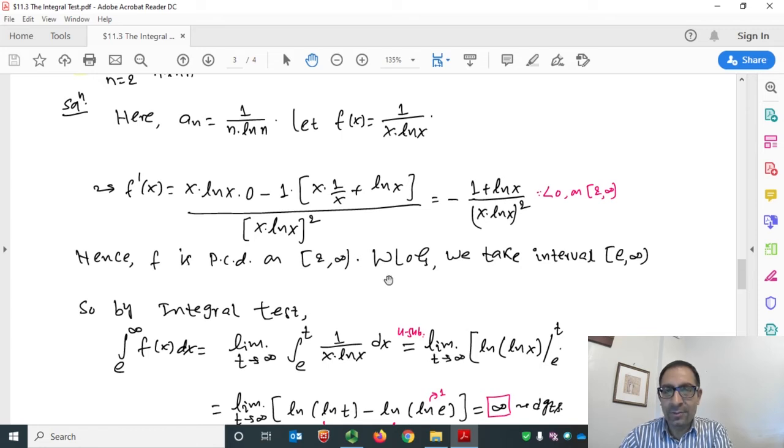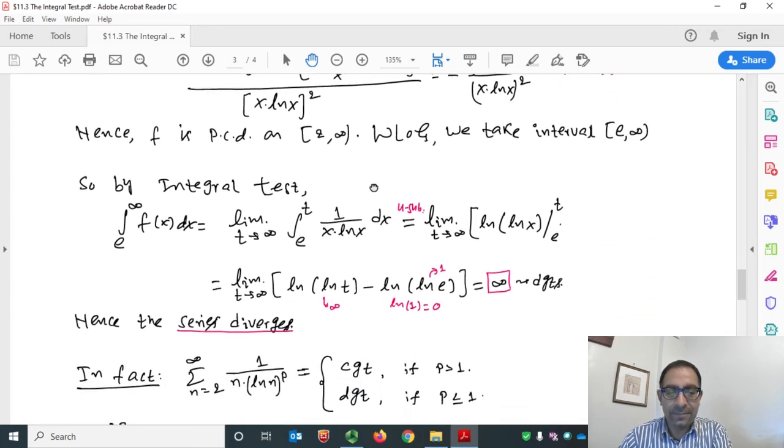But here is a small trick. For our simplicity, without loss of generality, we take the interval e to infinite, because we know when you evaluate ln at e, this gives us 1. So that's why I truncate slightly bigger than 2. So the value of e is 2.7182, blah, blah, blah. So let's take our interval e to infinite.